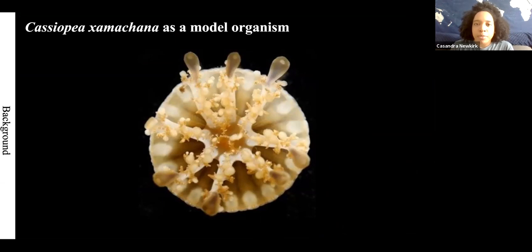I still work on Cassiopeia now, in addition to some other symbiotic cnidarians, but this is kind of what started my career and what most of my experiments are formulated around. So again, Cassiopeia is a cnidarian. It's a scyphozoan jelly, so what we think of as a true jellyfish. It is also called the upside down jellyfish.